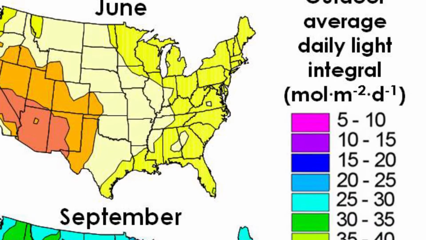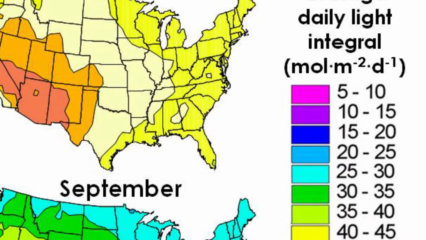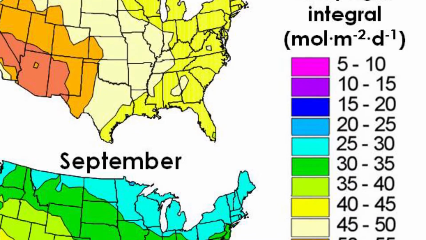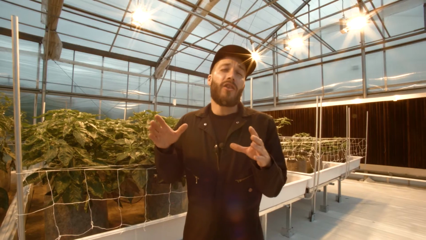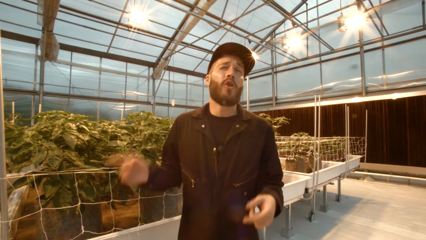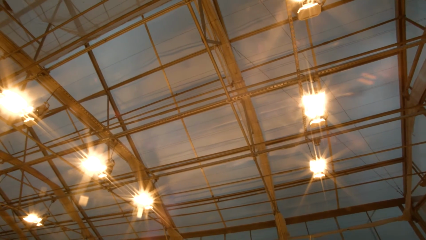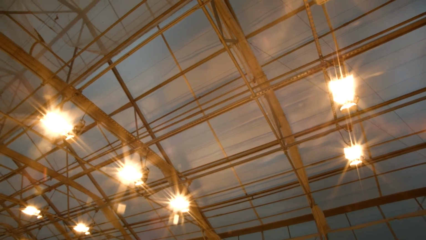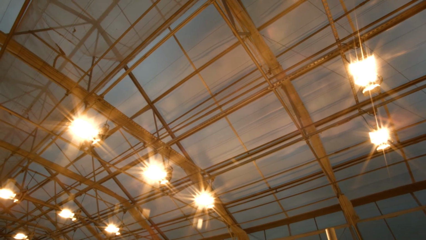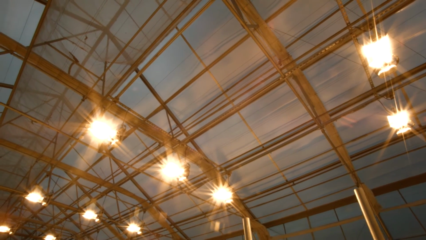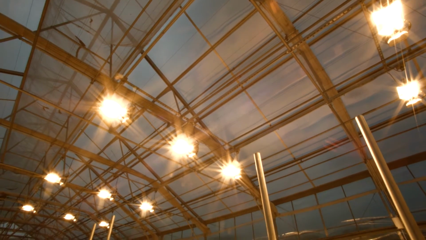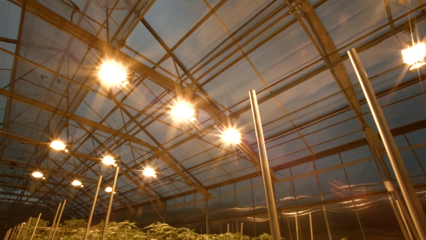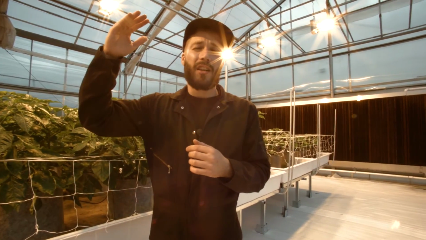You figure out, okay, this is the range of moles per day that I'm getting in my area. Then you got to figure out how much light you're losing through your greenhouse structure. So the covering on it, whether it be a poly plastic or polycarbonate panels or glass, every one of these will affect your light transmission. On my blog post, you'll see a list of all the different transmission levels for different materials.